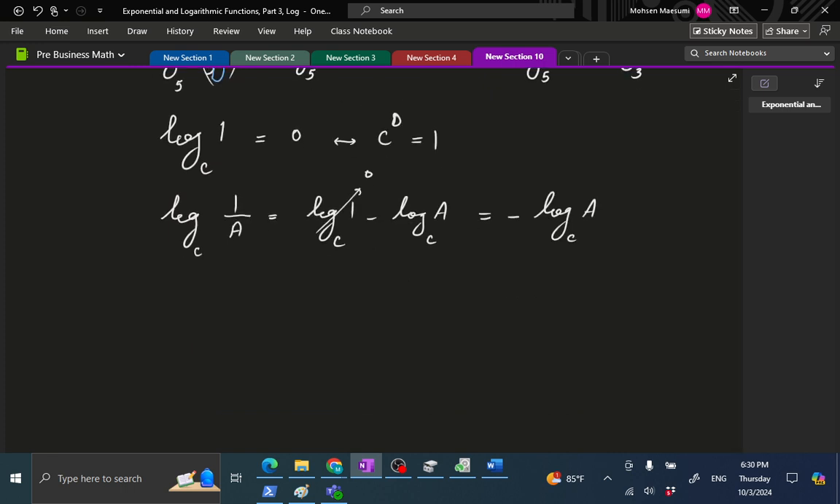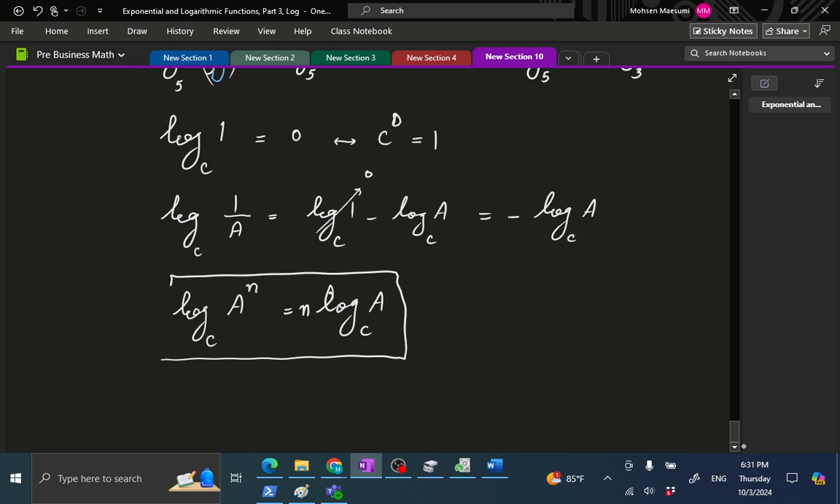What other rule do we have? We have another rule. Logarithm of a to some power n in base c is the same as n times logarithm of a in base c.